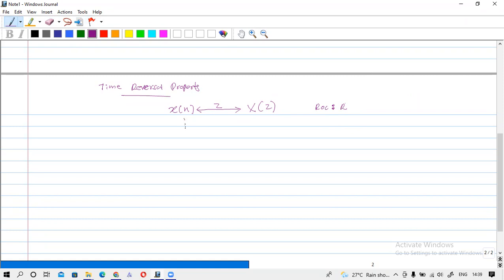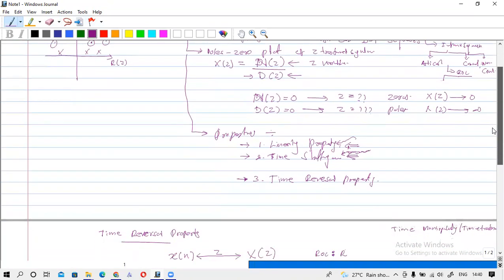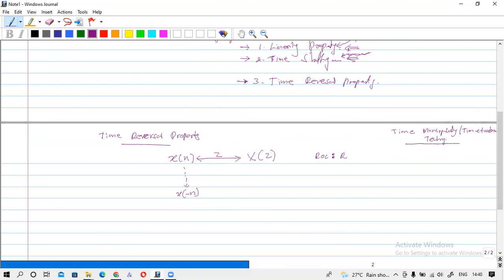If you get the time reverse signal, that is x[-n], I think you have learned these time manipulations. This is called time manipulating, or sometimes time transformation techniques, in your signals and systems. Under time transformation there are three basic types: one is time shifting, another is time reversal, and the other is time scaling. In signals and systems we learn these three time transformation techniques.